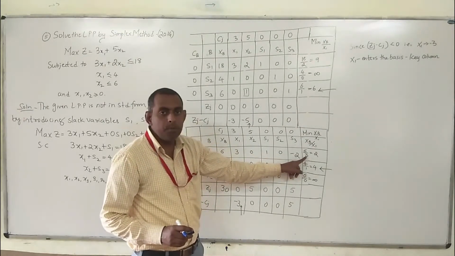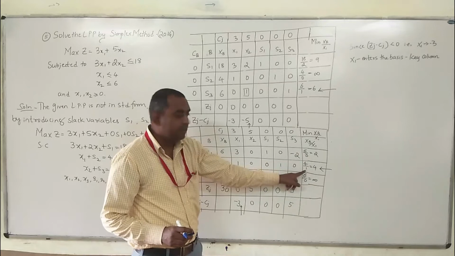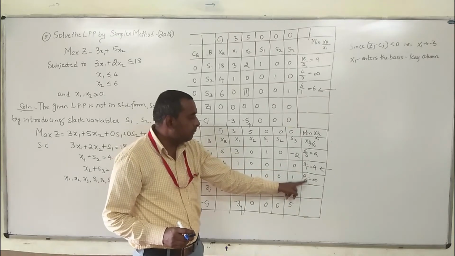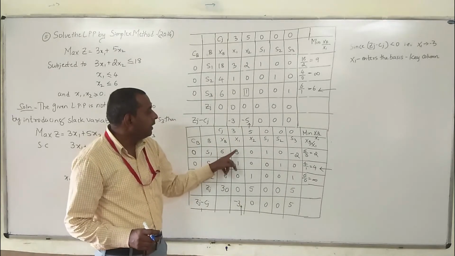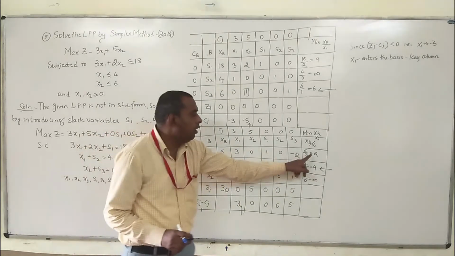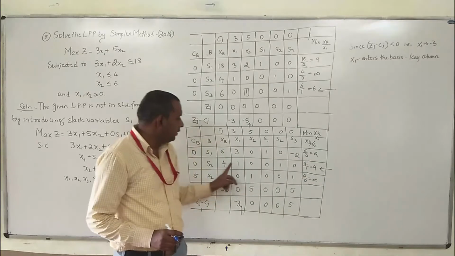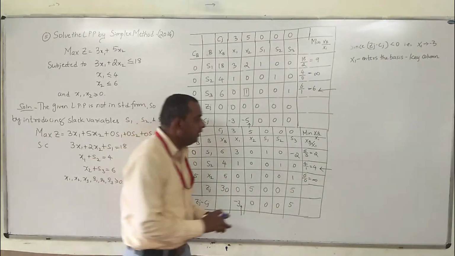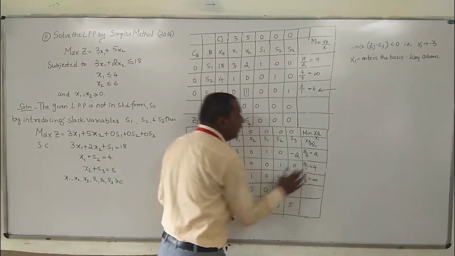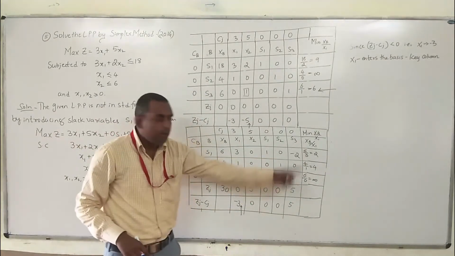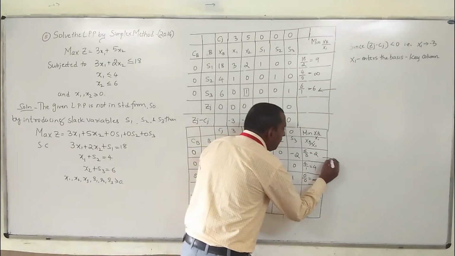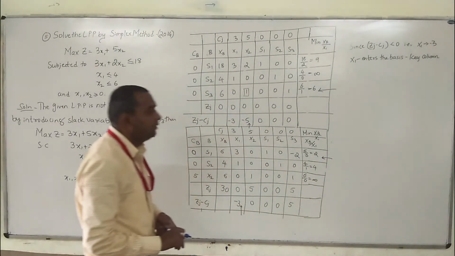So once we get xb upon x1, that is 6 by 3, then 4 by 1, then 6 by 0. 6 by 3 is how much? Here 6 is xb, then x1 is 3. So 6 by 3 is 2, then 4 by 1, then 6 by 0. So which is the minimum among the 3? This is the minimum among the 3.